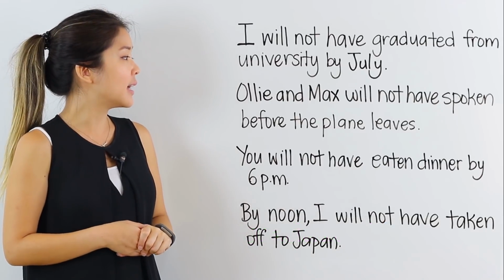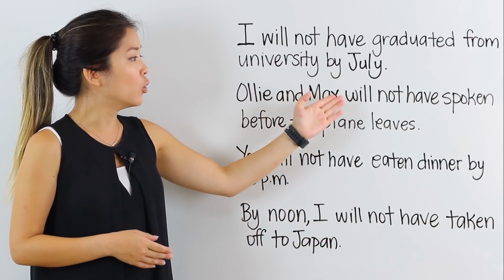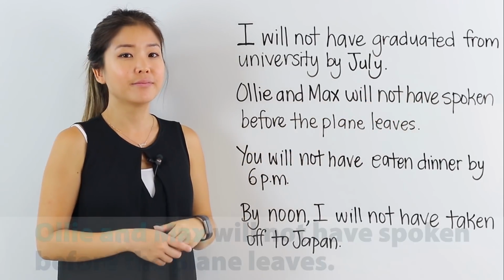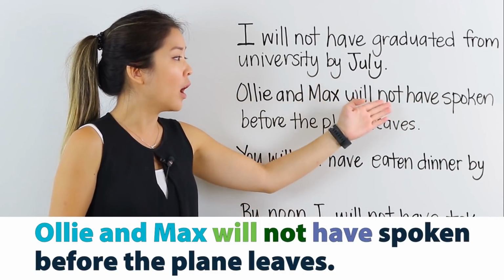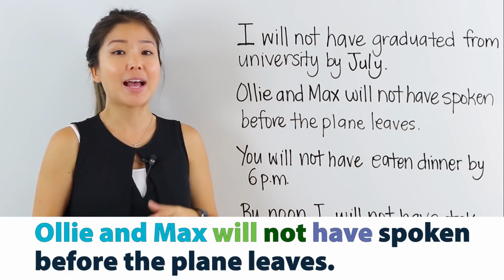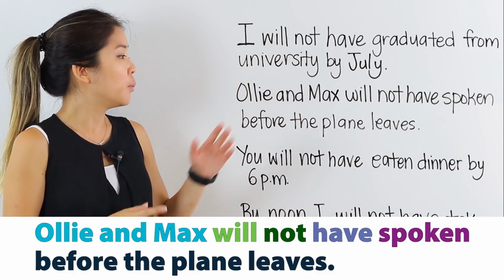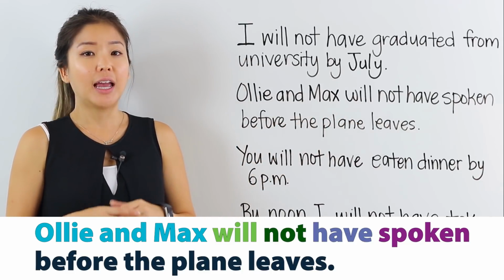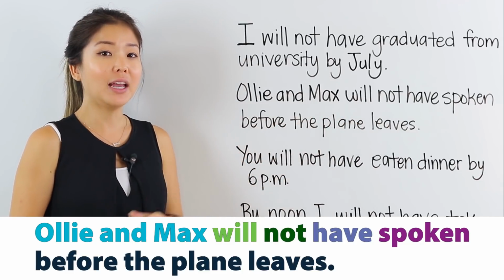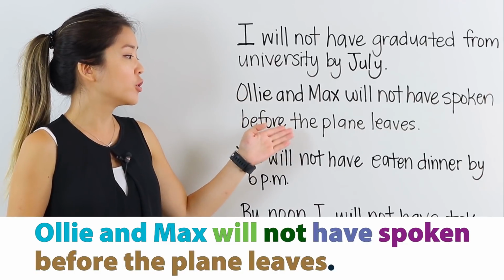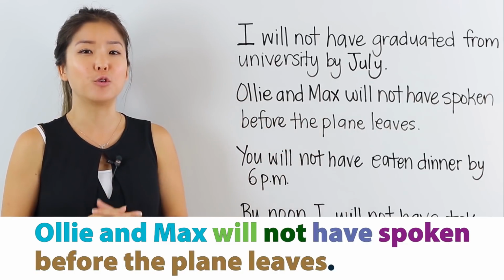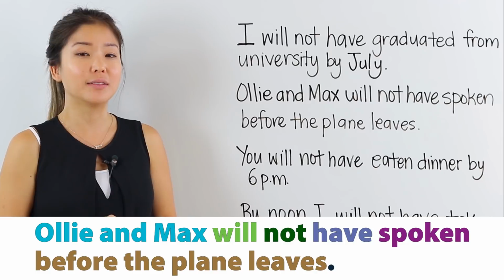The next sentence says, Ollie and Max will not have spoken before the plane leaves. There it is again, will not have, and then the past participle of speak, which is spoken. Here, instead of the word by, we used before to show a specific time in the future. That's okay as well.